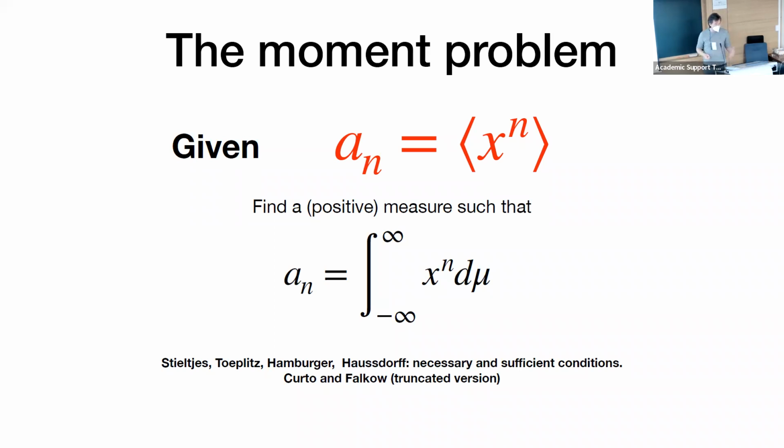So this is called the moment problem in mathematics. This was studied by people in the late 19th century and early 20th century, and it has a lot of names attached to it: Stieltjes, Toeplitz, Hamburger, Hausdorff, and they proved necessary and sufficient conditions for having a moment sequence producing a unique mu that has the right properties.